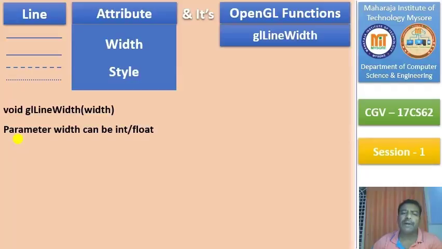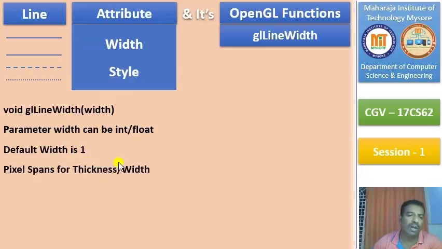As I mentioned, the parameter width can be an int or a float, and the default width is 1. That is, if you don't use glLineWidth, by default the width is always going to be 1. So, pixel spans for thickness or width: either we draw a parallel line by increasing the number of pixels by exactly 1 with respect to the y-axis or the x-axis. That is what we call spans.